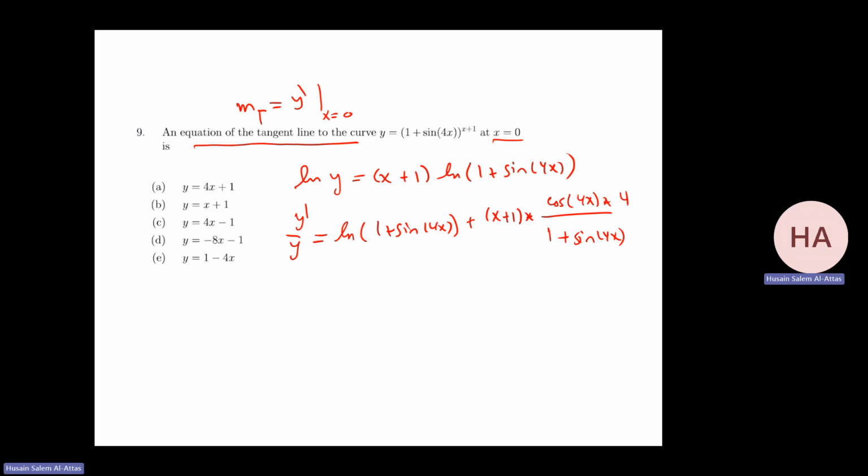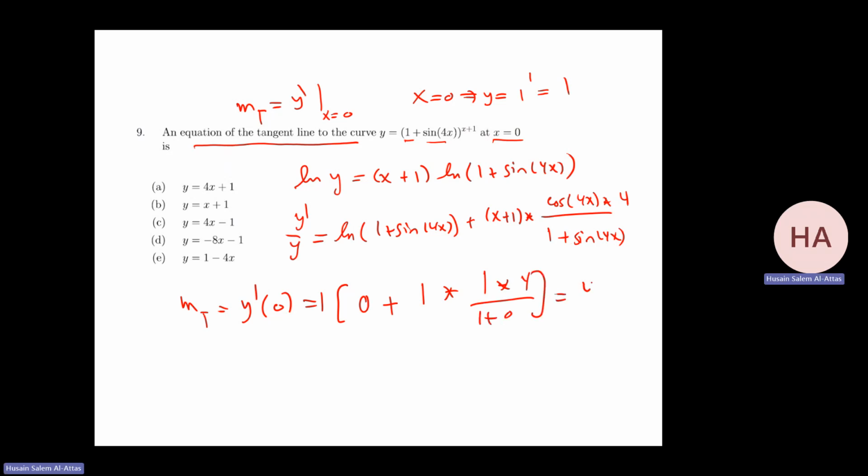Now, if x equals 0, y will be what? 1 plus sine 0 is 1, so we have 1 to the power 1, which is 1. So y prime at 0, the slope of the tangent, will be: y is 1, ln 1 plus 0, which is ln 1, that will be 0. Here I have 1 times cosine 0 is 1, times 4 over 1 plus 0. So the answer is 4.